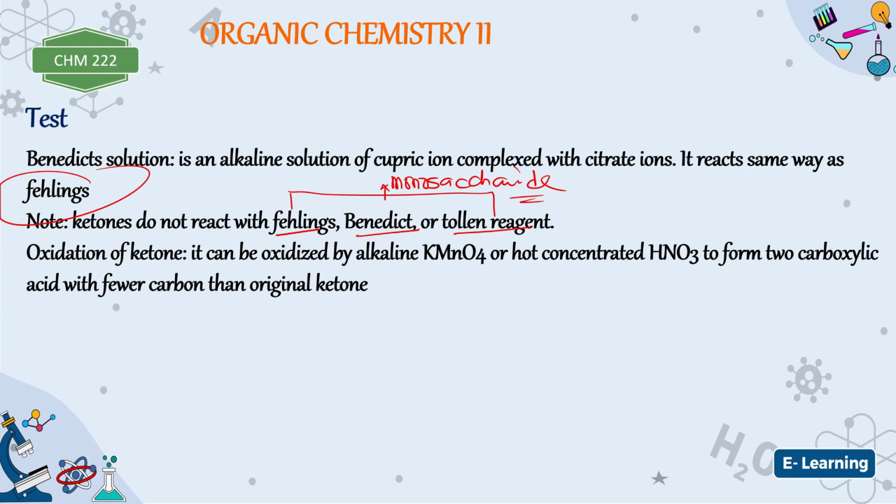Now, ketones can be oxidized by alkaline KMnO4 or hot concentrated HNO3 to form carboxylic acids with fewer carbons than the original ketone. It's very possible. They can be oxidized by these reagents, but not by Fehling's, Benedict's, or Tollens' reagent. Is that okay? That's what you should know.